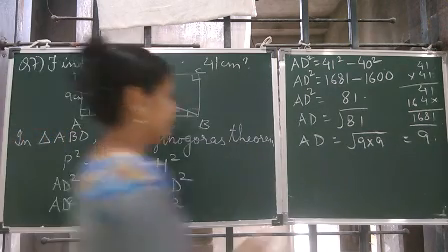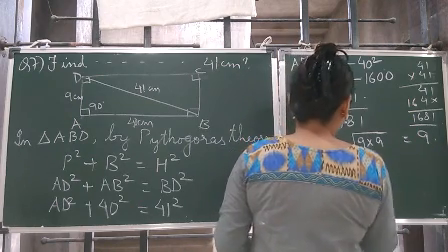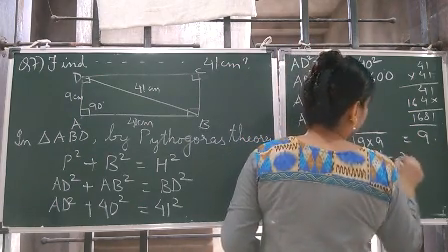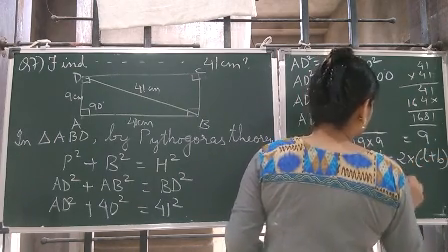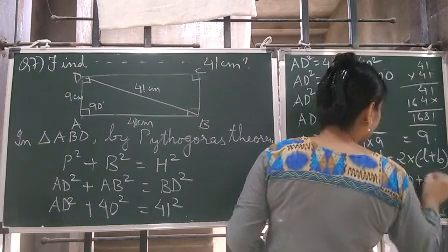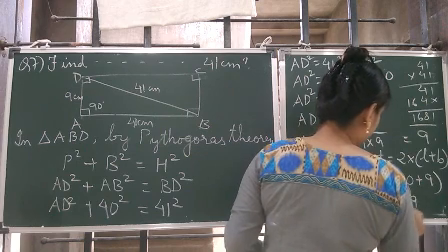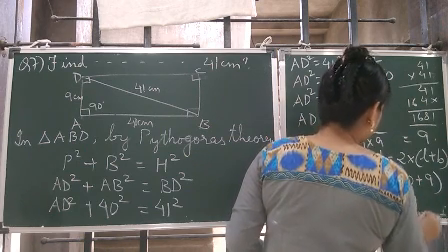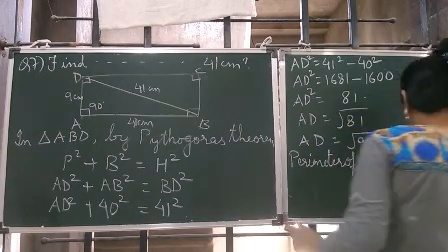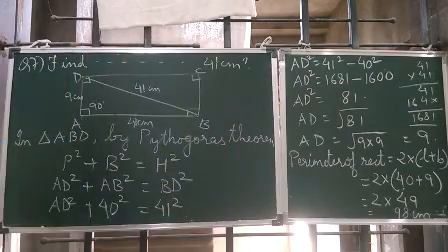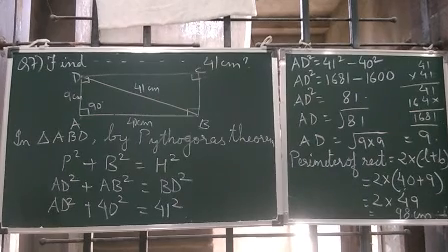We find the perimeter. The perimeter of a rectangle is 2 into length plus breadth. What is length? 40. What is breadth? 9. So 2 into 49, that is 2 nines are 18, 2 fours are 8, 98 centimeter. So question number 7, the answer is 98 centimeter.